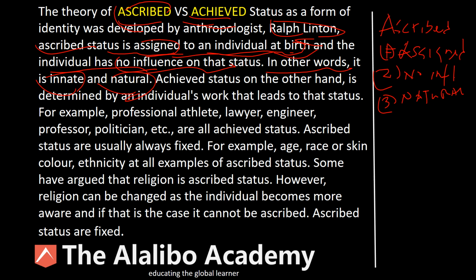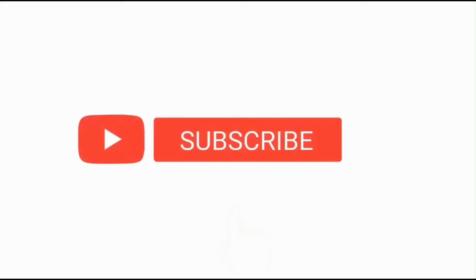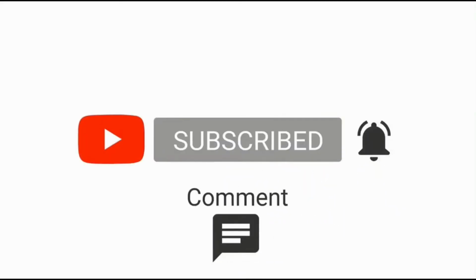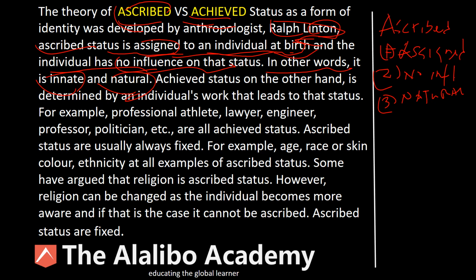And this is a very interesting point. Let's take a closer look at this and understand this very well. Essentially, Linton is saying we get our ascribed status at birth. Again, we have nothing to do with it. We have no role in it. We just get it and we accept it and we live with it until we go away. That's what it is, essentially. So if that is the case, then we add a fourth category here, which is fixed. So ascribed status is fixed. Again, we have no control over it. In other words, it is innate and natural.